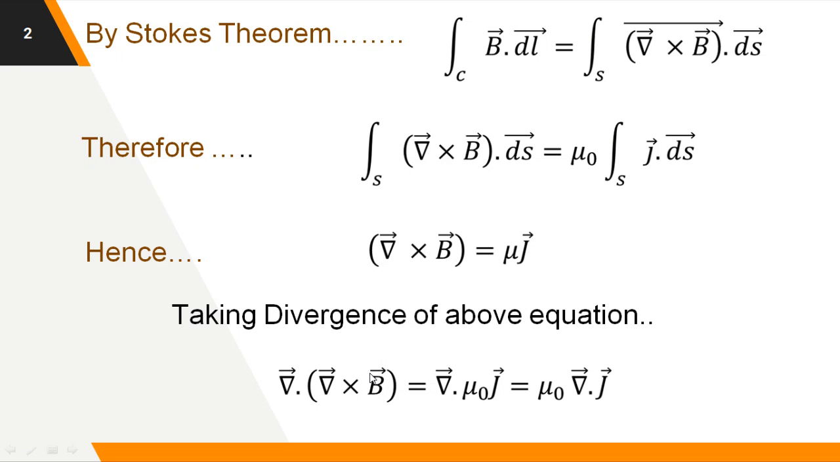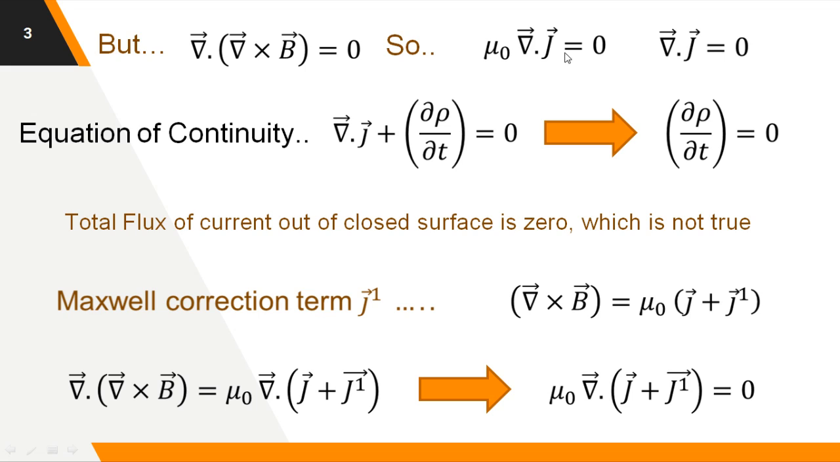So if this is 0, then this particular part, mu naught del dot J, should be equal to 0. This is simple mathematics. I got del dot J equal to 0. Now here lies the trouble. Go through the equation of continuity. What does it say? Del dot J plus d rho by dt equal to 0. According to this idea, this part is 0, then this is going to be 0: d rho by dt equal to 0.